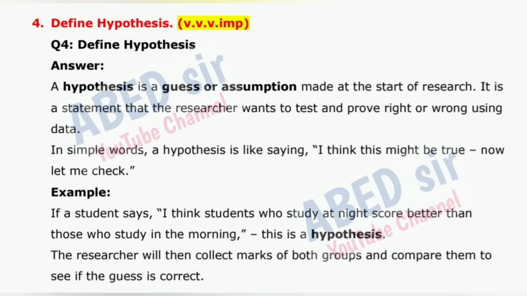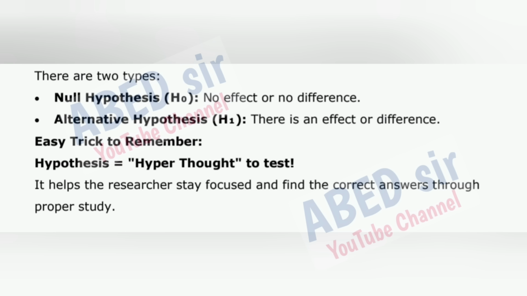Example. If a student says, I think students who study at night score better than those who study in the morning, this is a hypothesis. The researcher will then collect marks of both groups and compare them to see if the guess is correct. There are two types. Null hypothesis, H0, no effect or no difference. Alternative hypothesis, H1, there is an effect or difference.